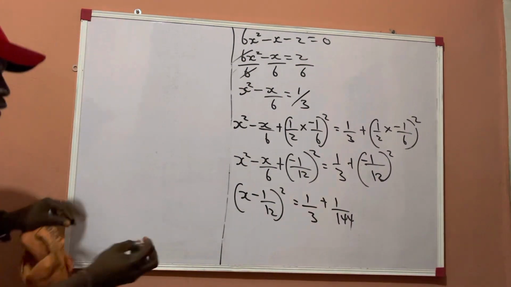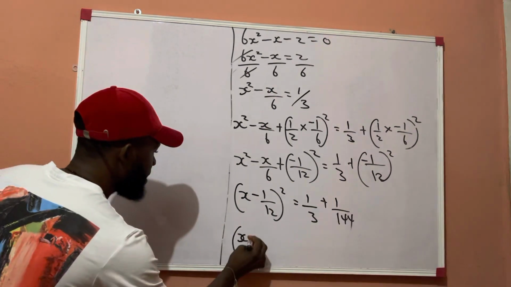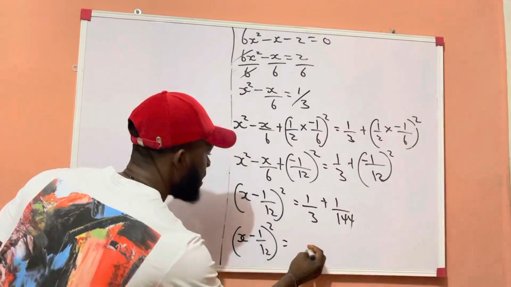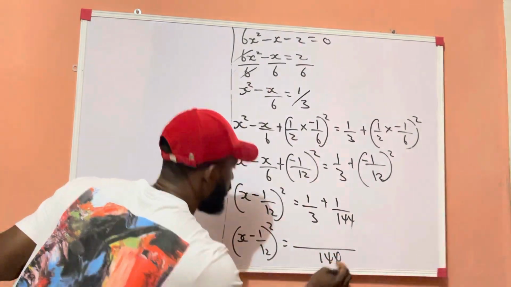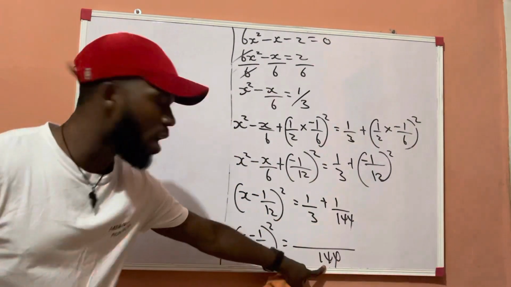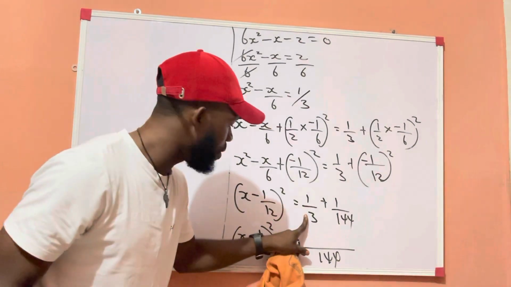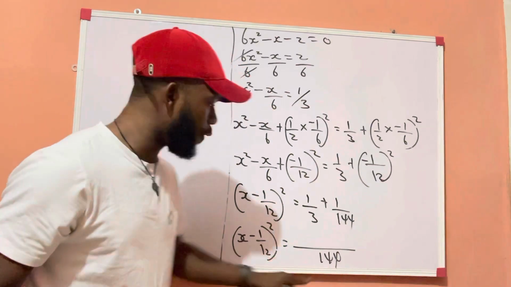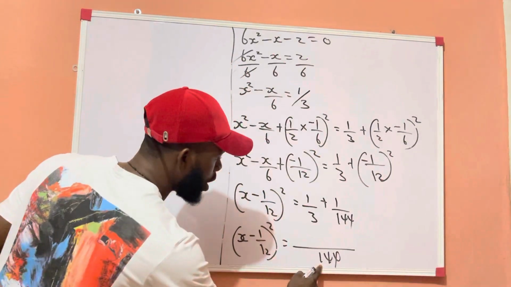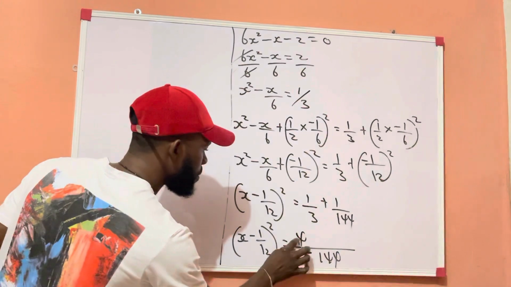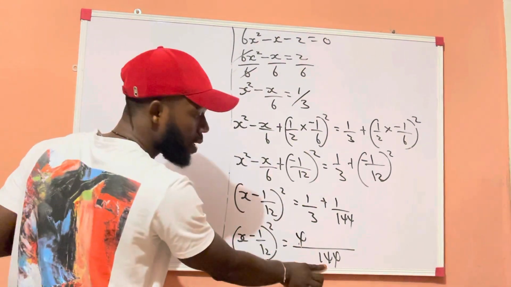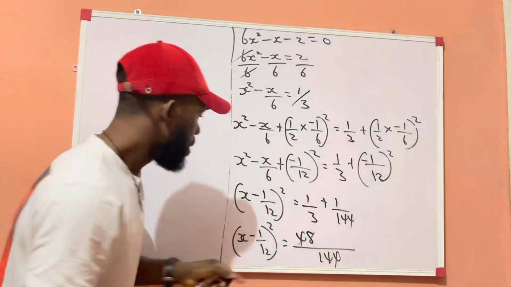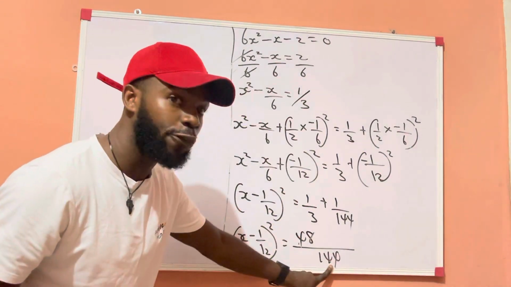Now, this is what I'm going to do. x minus 1 over 12 raised to the power of 2, then the LCM is 144. Now, if my LCM is 144, how many times will 3 go into 144? Now, 3 into 14 will give us 4, remaining 2. Now, 3 into 24 will give us 8. Now, it means 3 into 144 will give us 48.